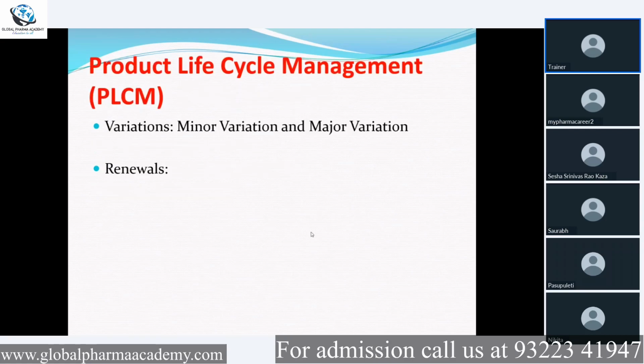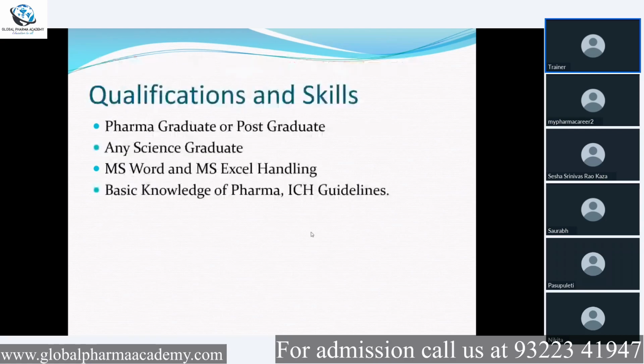So here are some qualifications and skills which are required for a drug regulatory affairs professional. A pharma graduate or postgraduate, or any science graduate, with MS Word and MS Excel handling, and basic knowledge of pharma and ICH guidelines. So these are the main requirements while you are applying for any job in regulatory affairs.